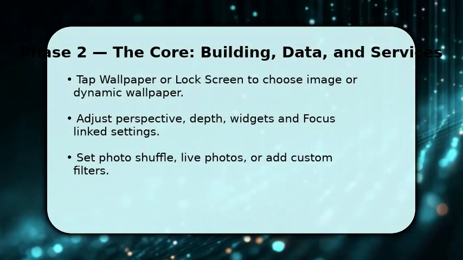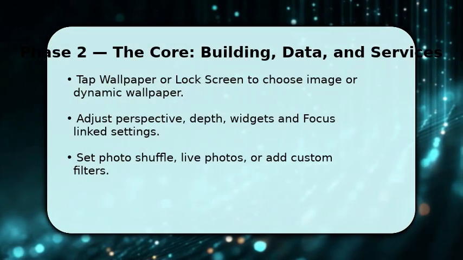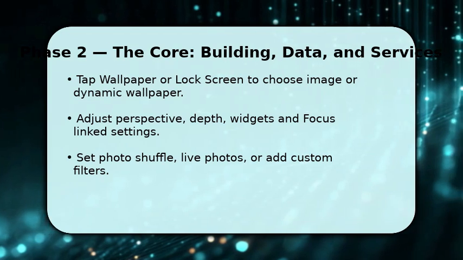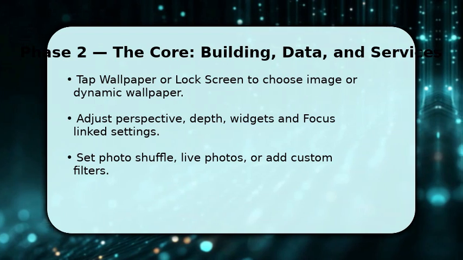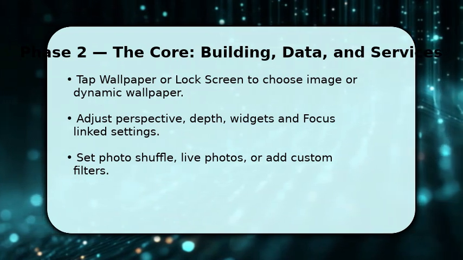Now you'll change how the lock screen looks. Tap Wallpaper or the lock screen preview. Pick an image, live photo, or shuffle. You can enable depth or perspective effects to create parallax motion. Turn that off if motion bothers you.